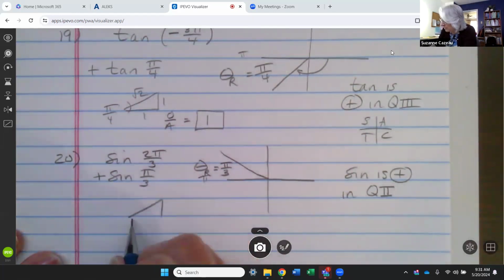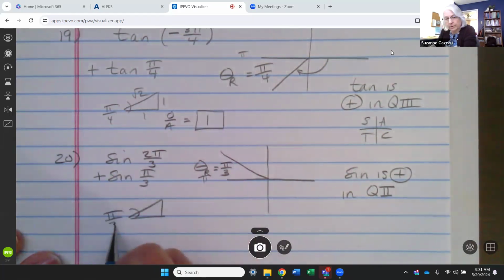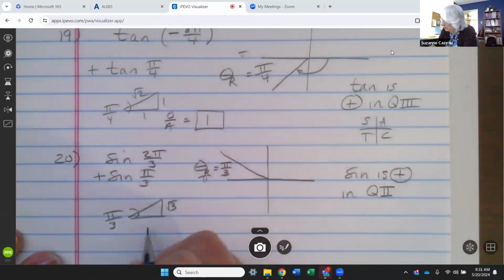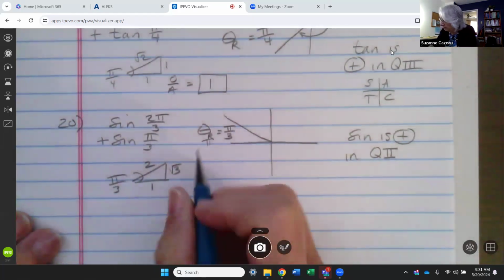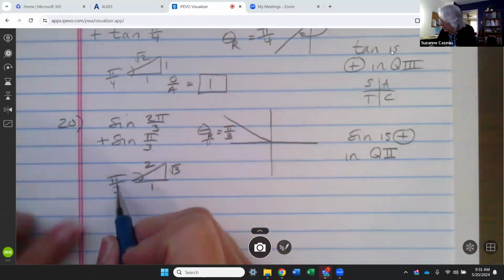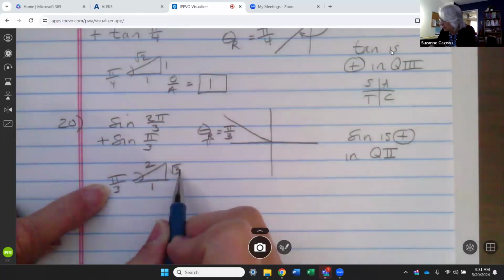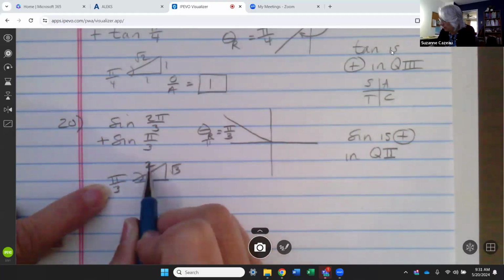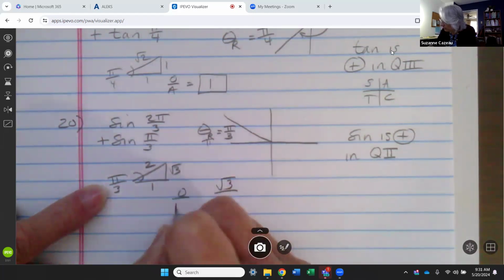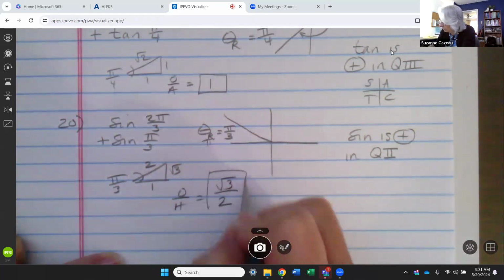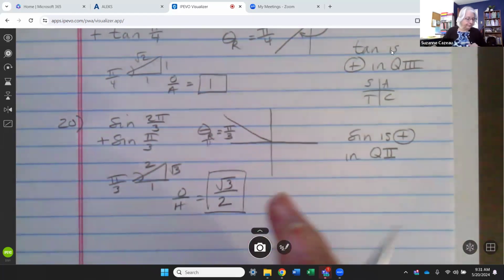Well, I know that triangle. Pi over 3: root 3, 1 and 2. So sine of pi over 3 is going to be opposite over hypotenuse, which is root 3 over 2. And that's that.